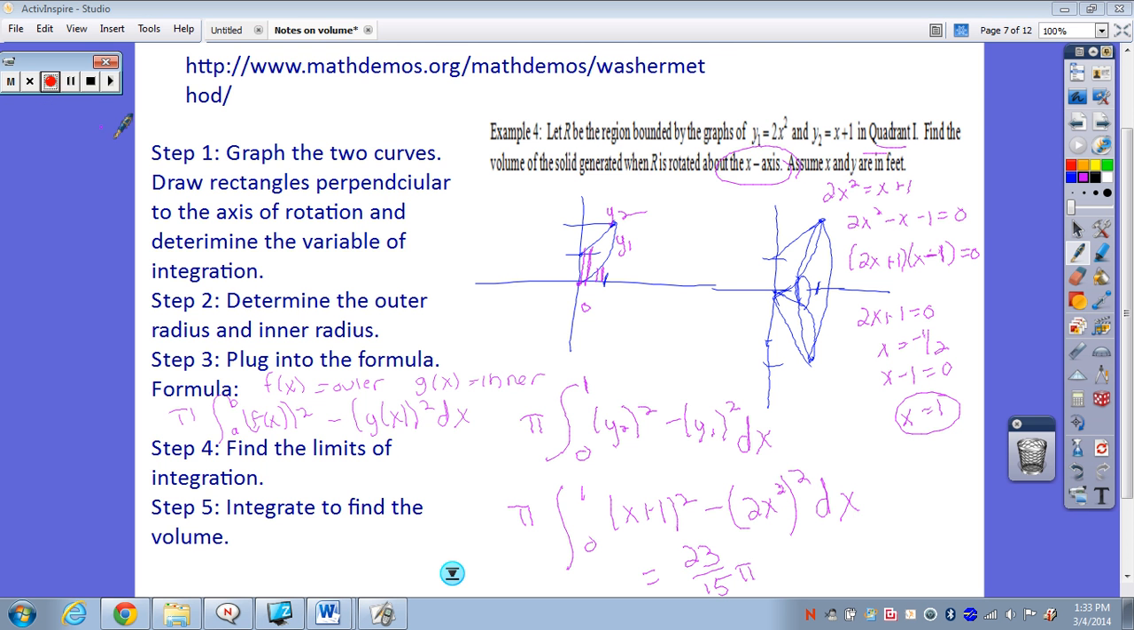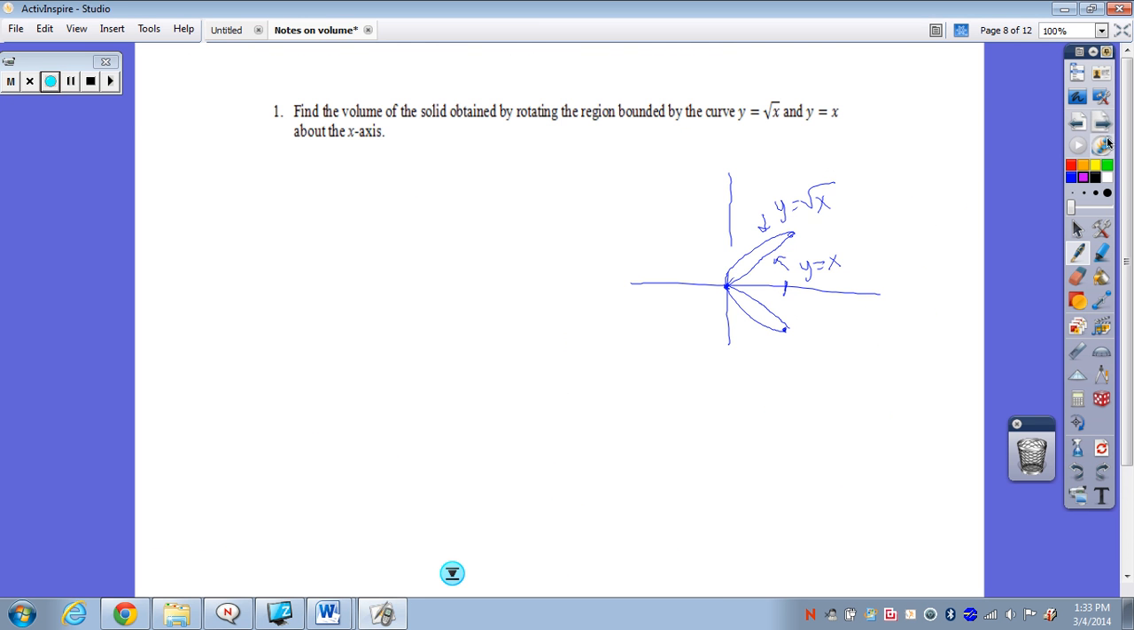Okay, so for the next example, we're going to find the volume of the solid obtained by rotating the region the square root of x and y equals x about the x-axis. So I already drew it. This is my square root of x. This is my y equals x. I'm going to call the square root of x y1 and y equals x y2 just to help us when we're doing this. And so I'm going to set up my formula again. I have pi, the integral.